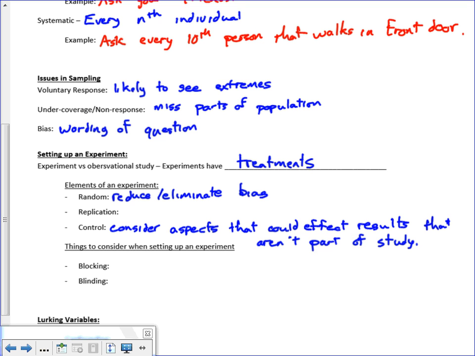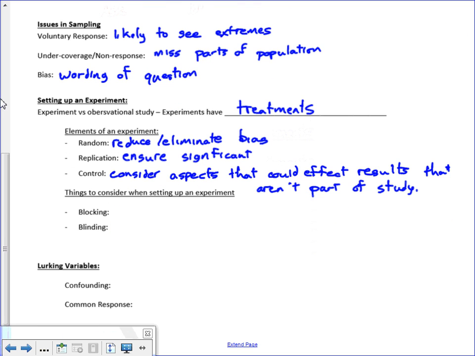Replication is important. It'll help to ensure significance. Right? It's a lot more significant when there's a big average drop in blood pressure for 1,000 people on this new drug versus 2 people. So that's where replication comes in. We want to make sure that we either repeat the experiment a few times, or we just have a big sample size, which has been one of our conditions throughout the class. I mentioned before, randomness helps eliminate bias.